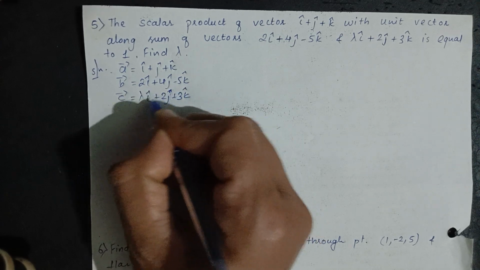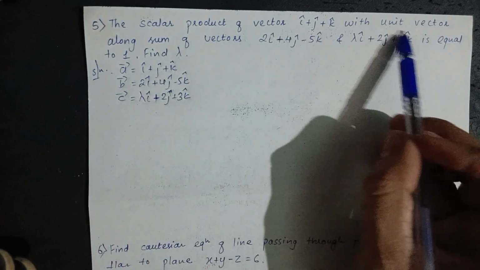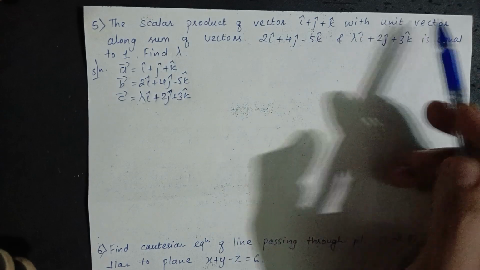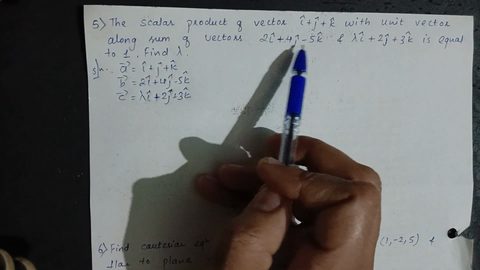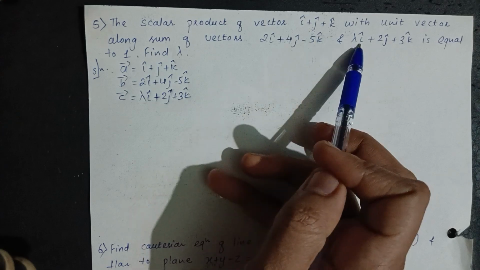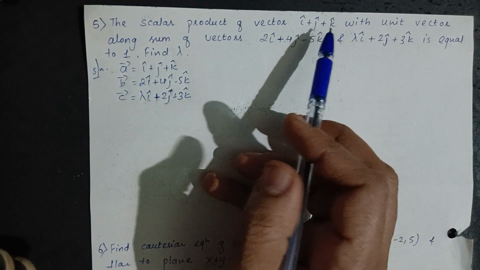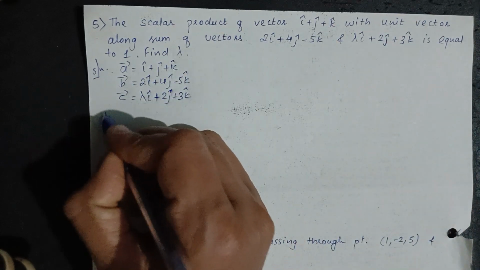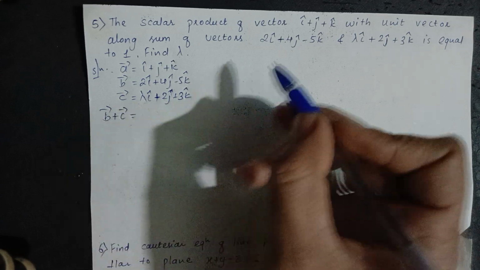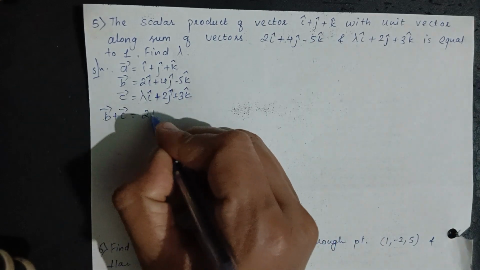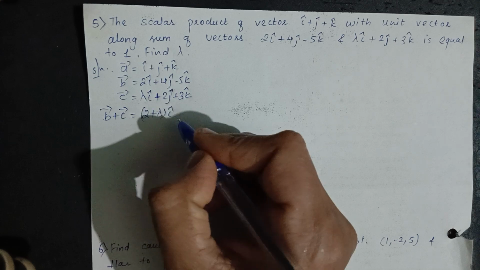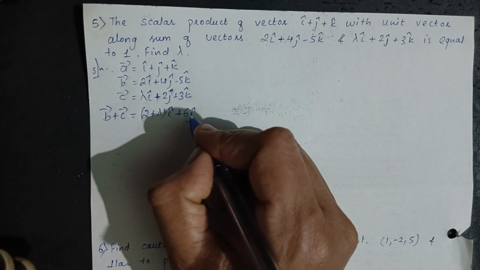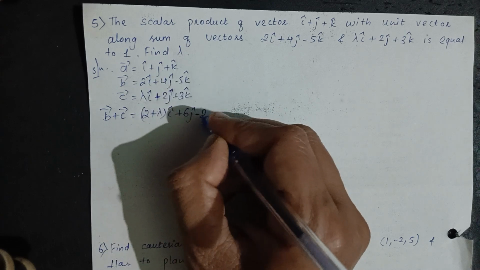Now here the thing given is the scalar product of the vector with the unit vector along the sum of the vectors. So you have to add these two vectors, and then you have to find the unit vector of that. So the sum of the vectors B plus C, you have to just add them: 2 plus lambda i, 4 plus 2, 6j, minus 5 plus 3 is minus 2k.